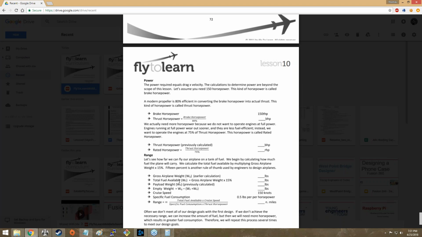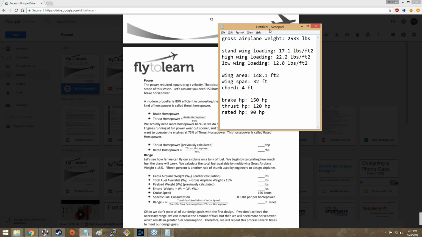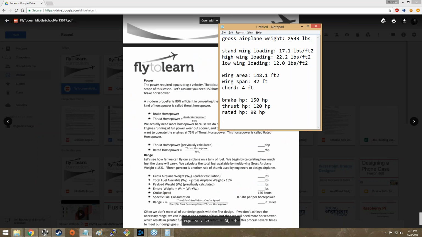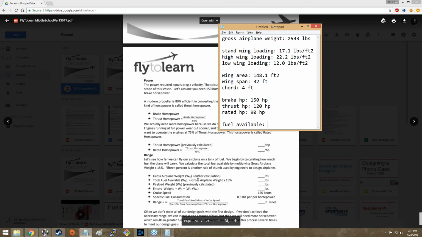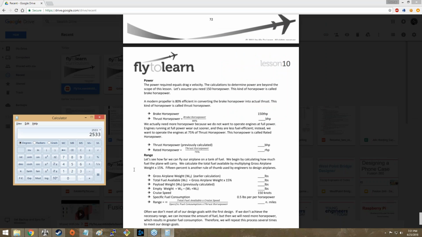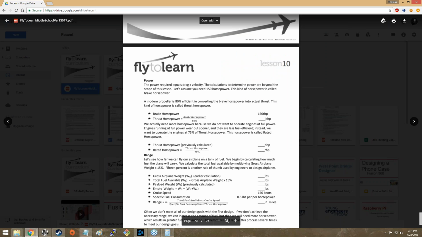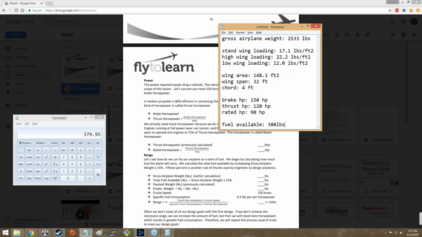So we've got our gross airplane weight, which we know is 2,533 pounds. We take the total fuel available, which is going to be the gross airplane weight times 15%. So fuel available is going to be 2,533 times 0.15. 379.95 pounds of fuel. So let's say that's 380 pounds of fuel.